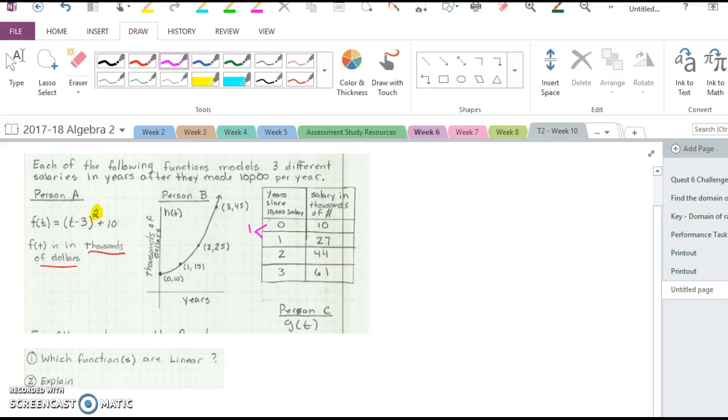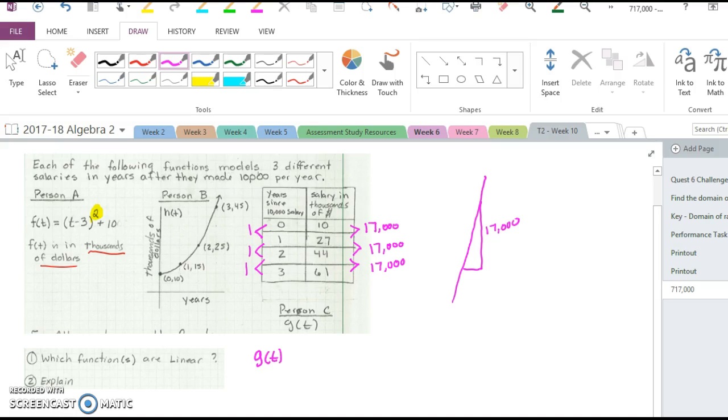And so this last one, I don't know if it's linear or not, but I could see that for every year, 1, 1, and 1, the difference in salary would be $27,000 minus $7,000, which is $17,000. 44 minus 27 is also 17. And 61 minus 44 is also 17. So as we think about that, we would go over 1, up $17,000 each year. That is a line, so it would be g of t.